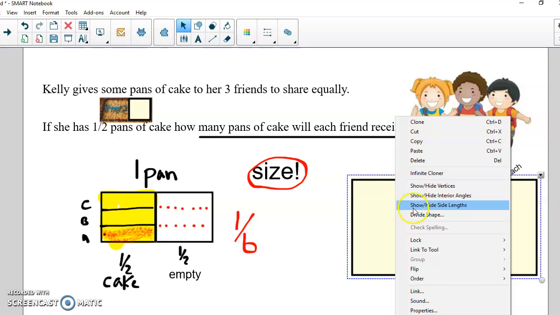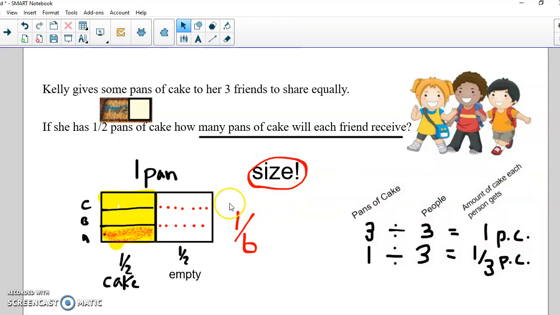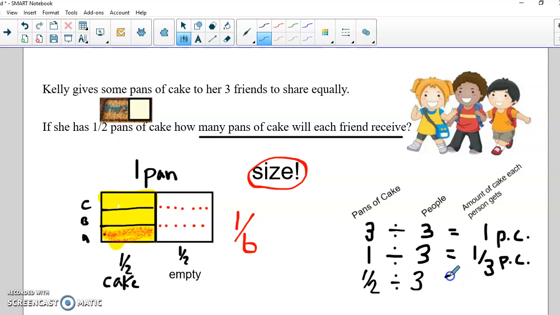So now we're going to think, what equation matches this picture? Well, let's think. How much cake did I start out with? I started out with 1/2 pans of cake. I am still sharing that with my 3 friends. So what size piece does each friend receive? They get 1/6 of the pan of cake. Because again, we're thinking about the size piece the person gets.